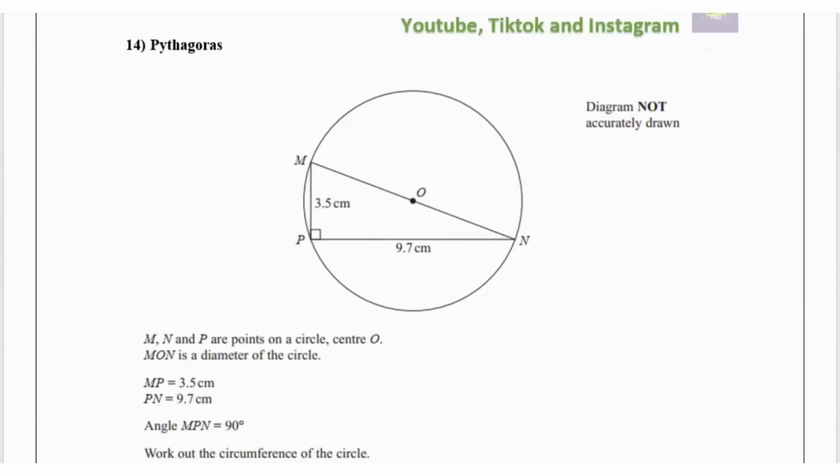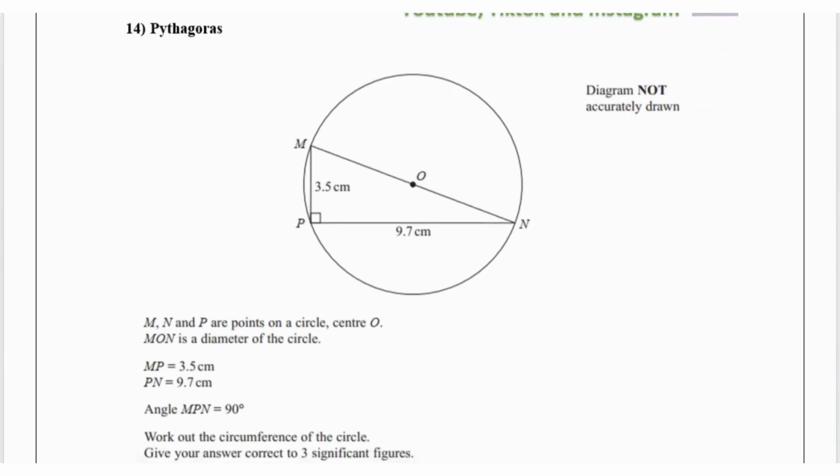Then it says M, N, and P are points on a circle with center O. MON is the diameter of the circle. MP is 3.5 centimeters. PN is 9.7 centimeters. Angle MPN is 90 degrees. Work out the circumference of the circle, giving your answer correct to 3 significant figures.